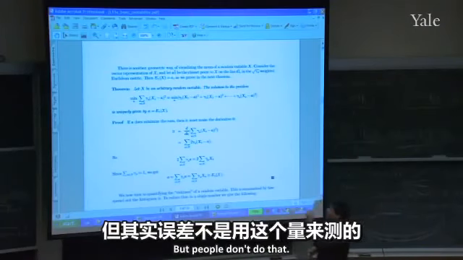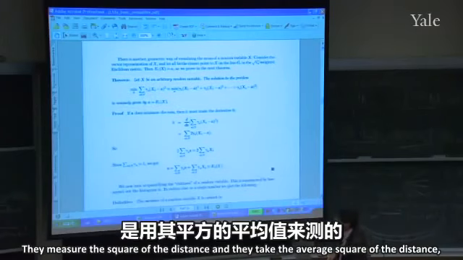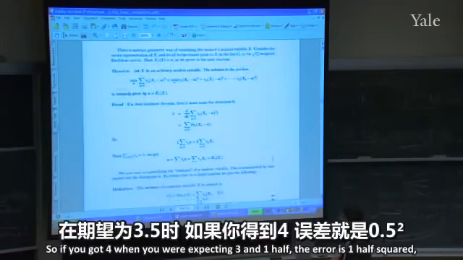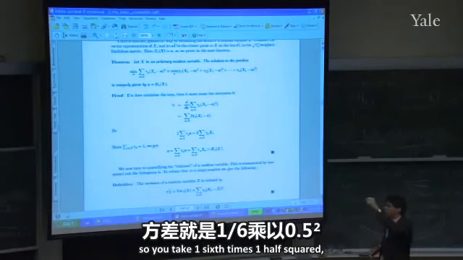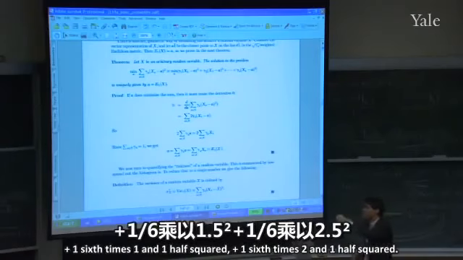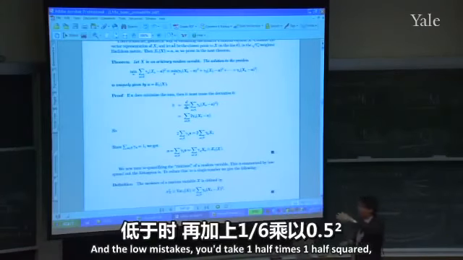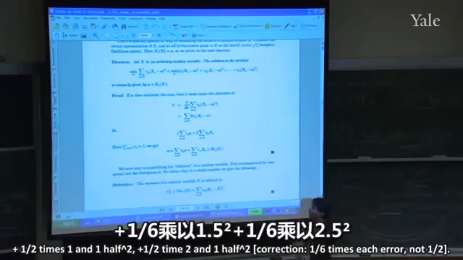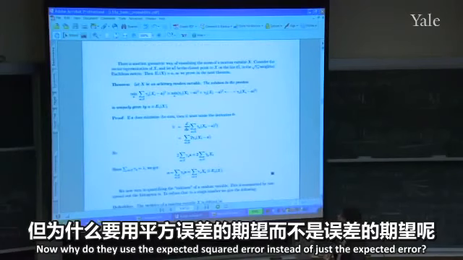But people don't do that. They measure the square of the distance, okay? And they take the average square of the distance. That's called the variance. Okay, so if you got 4 when you're expecting 3.5, the error is a half squared. So you take a 6th times a half squared, plus a 6th times 1.5 squared, plus a 6th times 2.5 squared. That's for the high mistakes. And for the low mistakes, you take a half times a half squared plus a half times 1.5 squared plus a half times 2.5 squared. Now, why do they use the expected squared error instead of just the expected error?